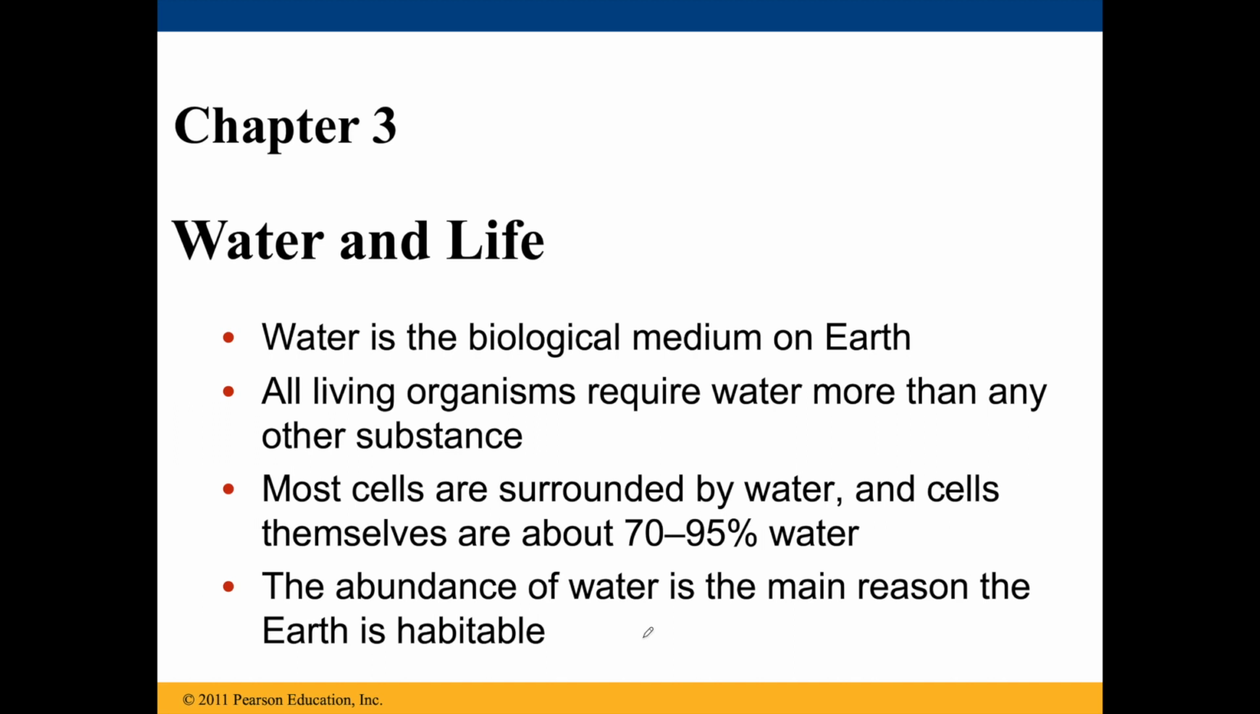Also, all living things on this planet are made up of cells, and cells are surrounded by water, and cells are made up of between 70 and 95% water. So all living things need water in order to live, and all living things are mostly made out of water. So that's why we're going to spend a chapter learning about water.